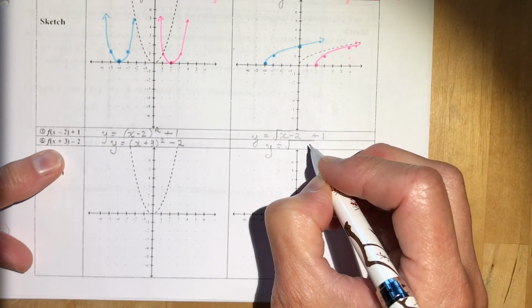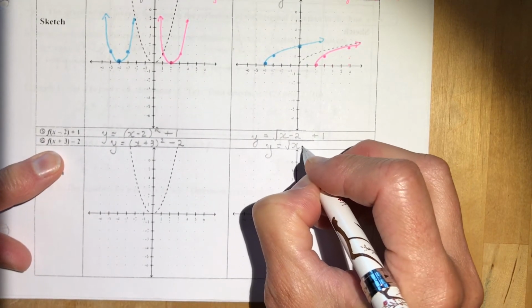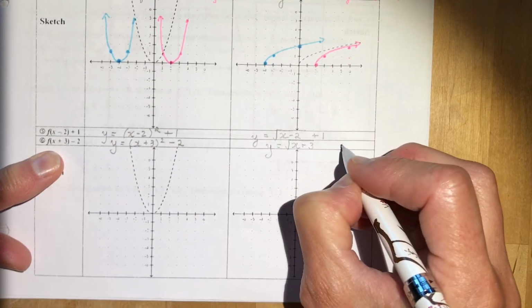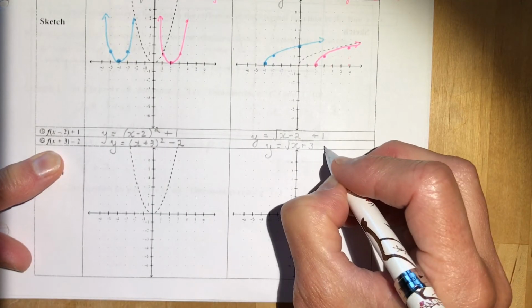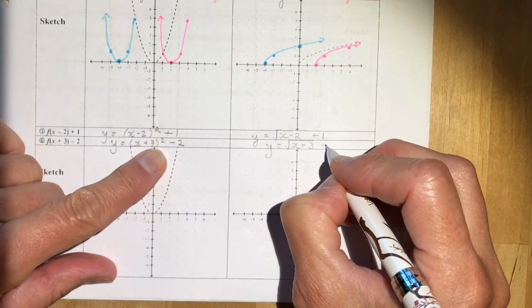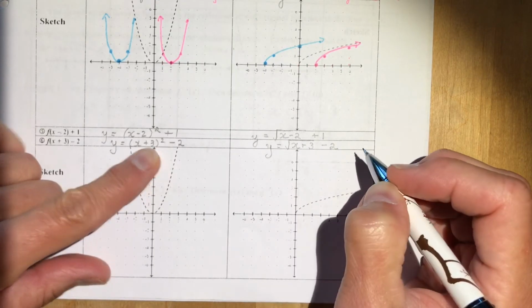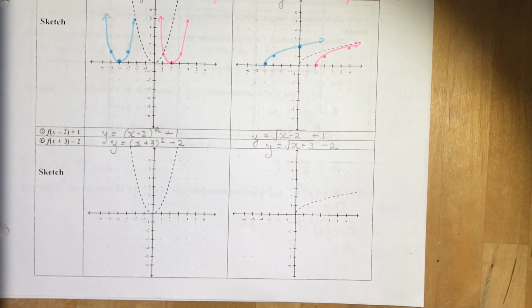X was supposed to be x plus 3. So I'm going to do plus 3. And then outside of the radical, just like this was outside the brackets, I go down 2. So what does this mean? What do I have to do when I go to graph this?